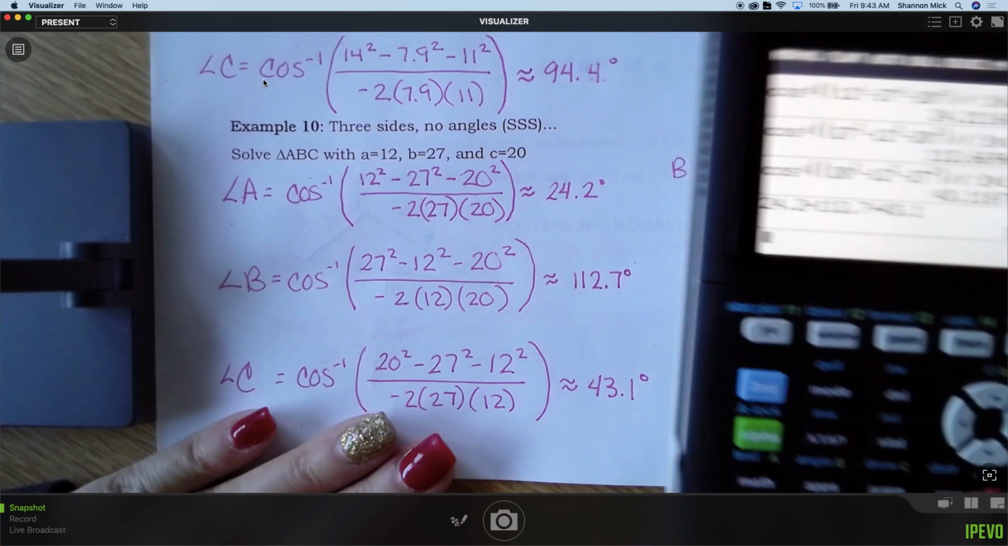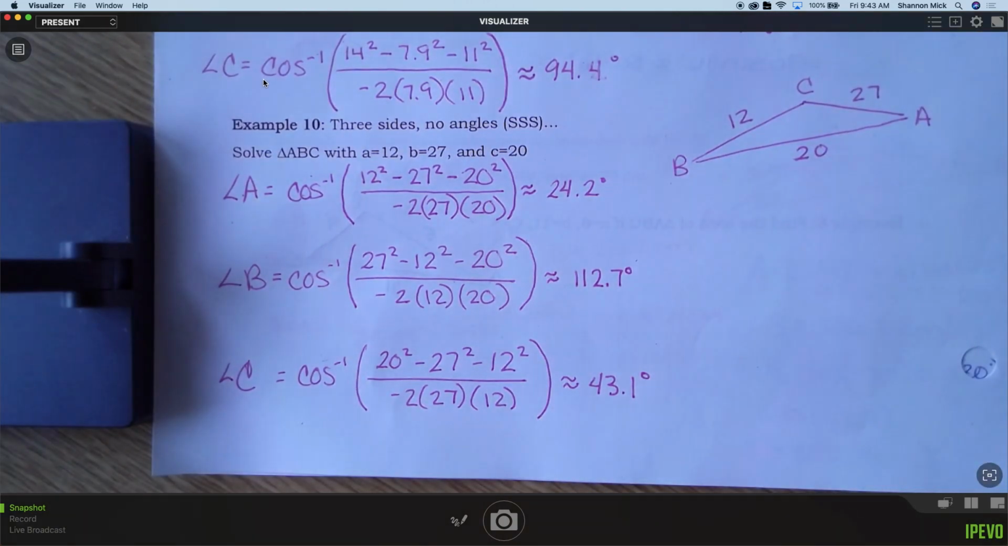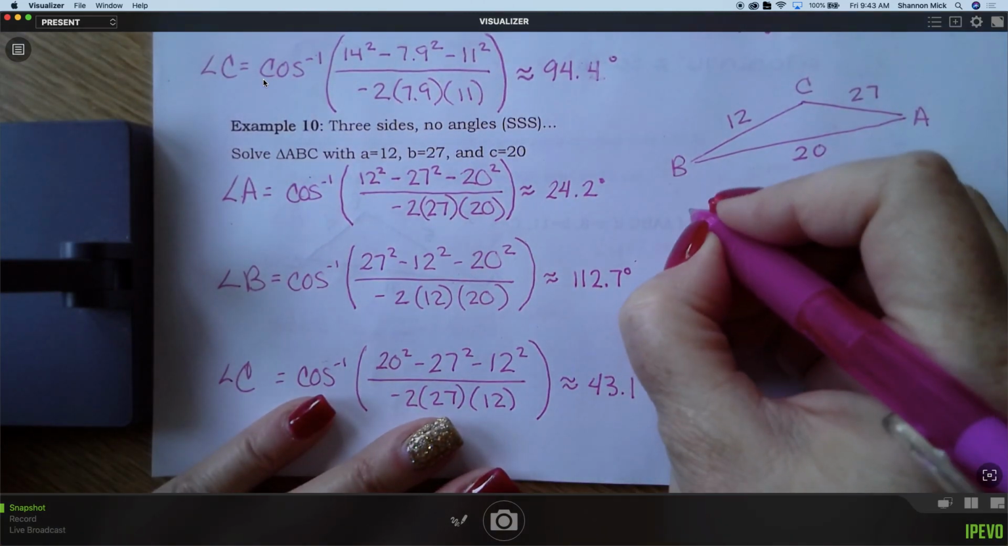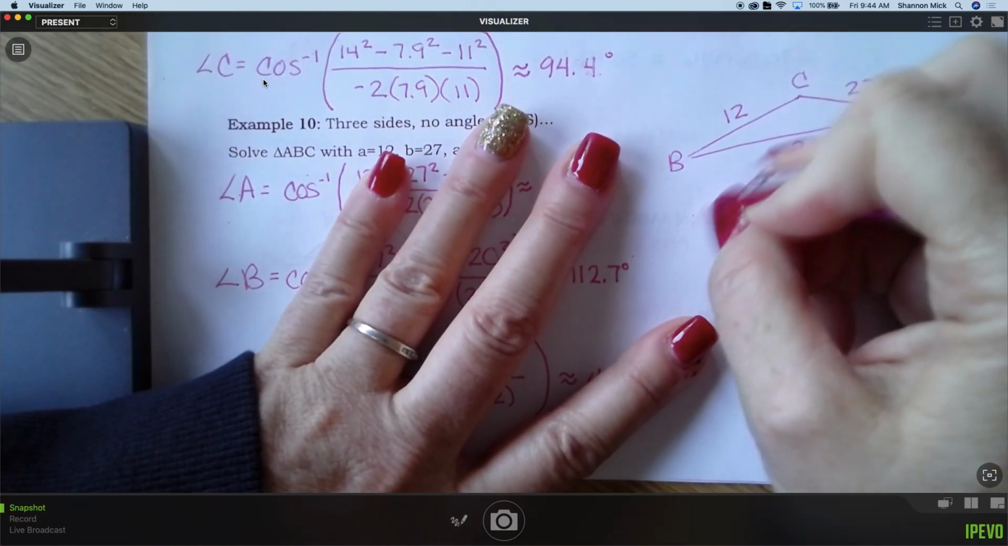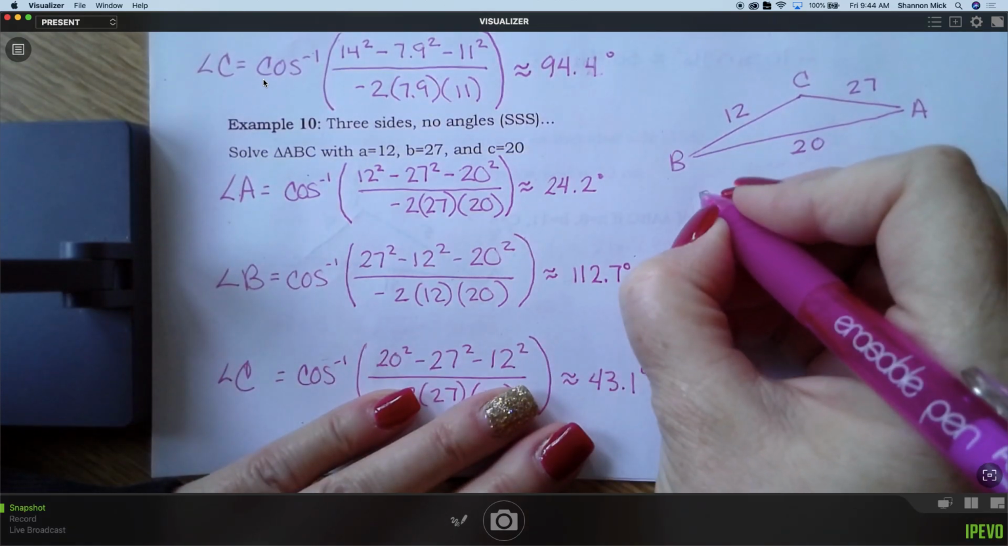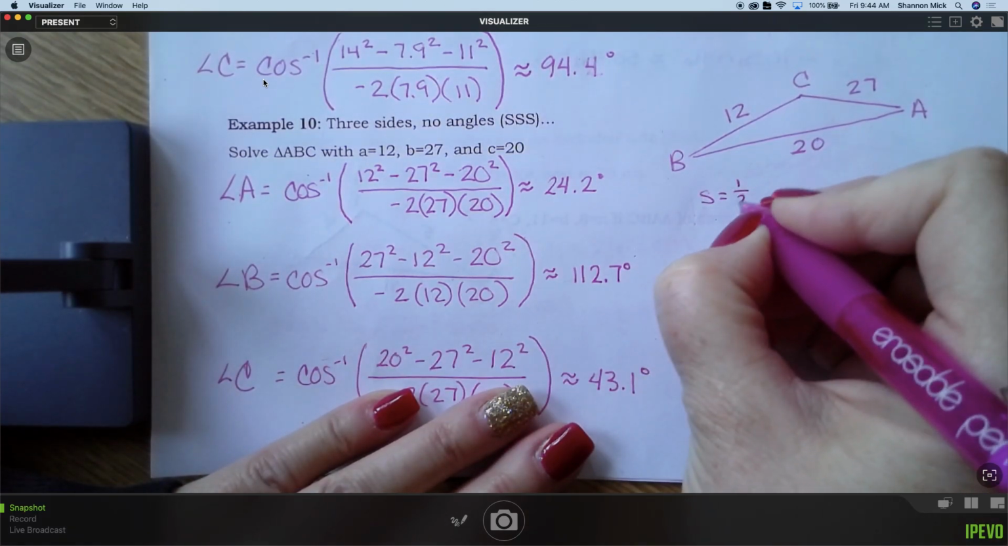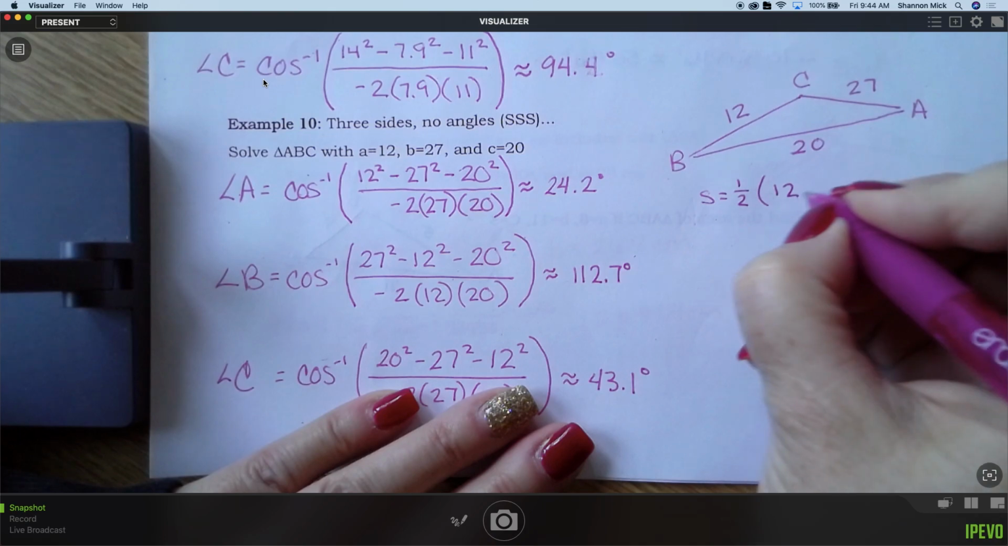Okay, so we got a triangle solved. I need to do the what? Area. So which one do I have to use on this one? The side. So I need to find the what first? The S. What's S? 1/2 the perimeter, right? So it's the semi-perimeter.